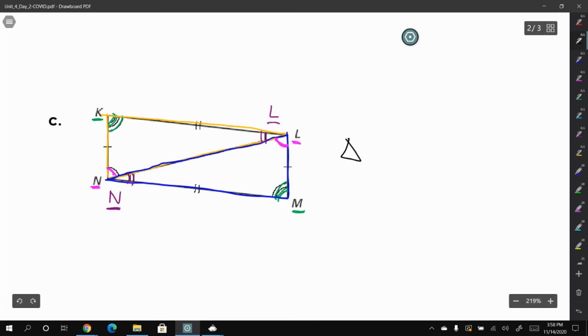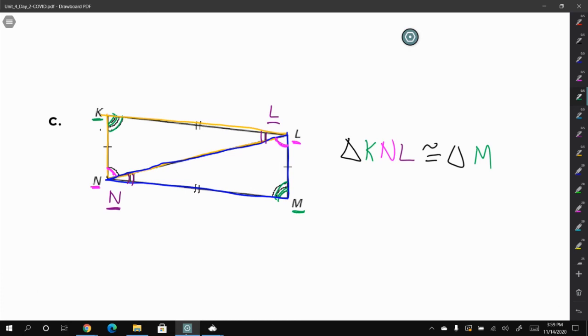So triangle K. I'm going to look at the top one first. I'm going to go K, N, L. So triangle K, N, L is congruent to triangle M.